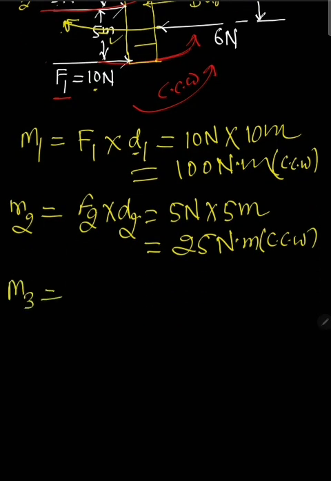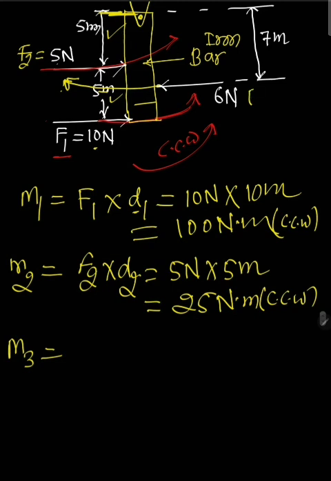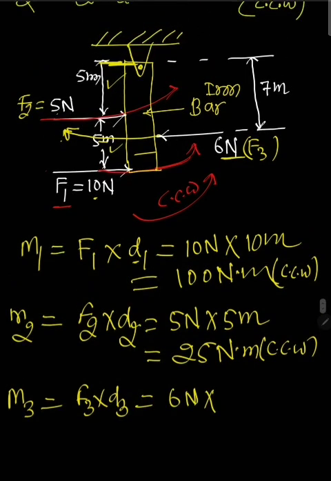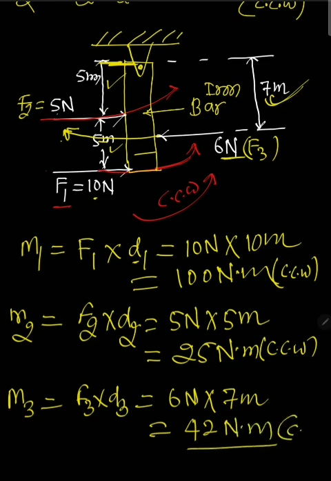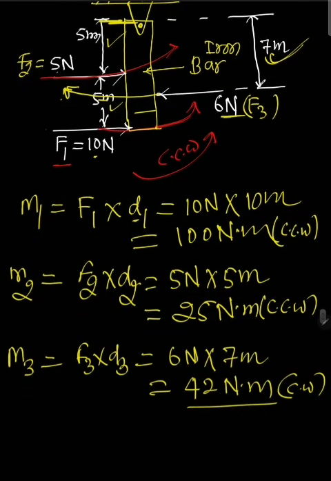Now take force F3. This one is force F3. That one is 6 Newton. So find the moment produced due to this force F3. So F3 into D3. And F3 is how much? 6 Newton into, again we have to take distance. So how much is this distance? From axis of rotation, perpendicular distance is 7 meter. So it is 42 Newton meter and it is acting clockwise.